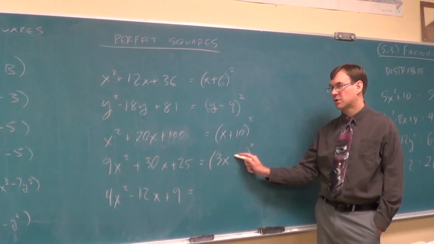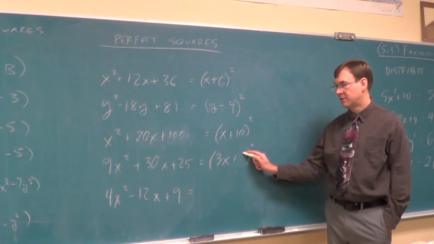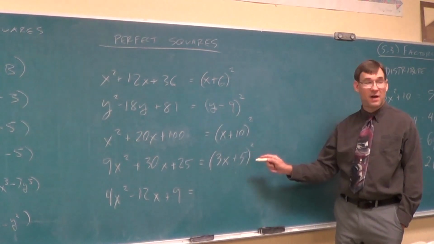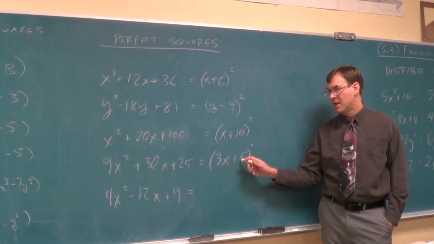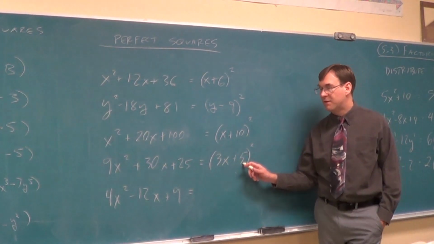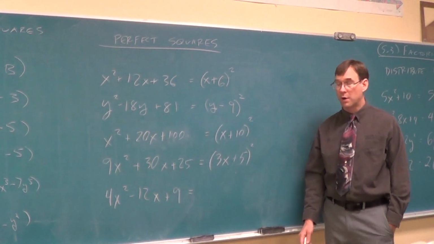3x from the 9x squared, plus 5, because 5 times 5 is 45. If we want to verify that, multiplying these would make 15. 15 doubled is 30. It's working.